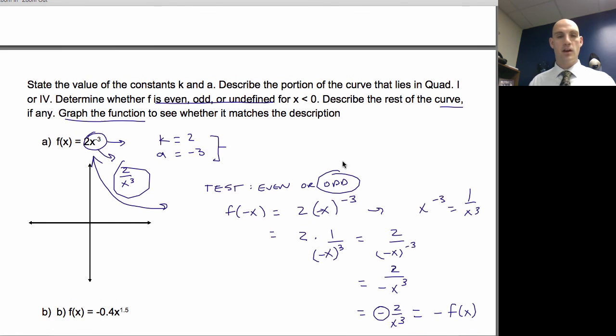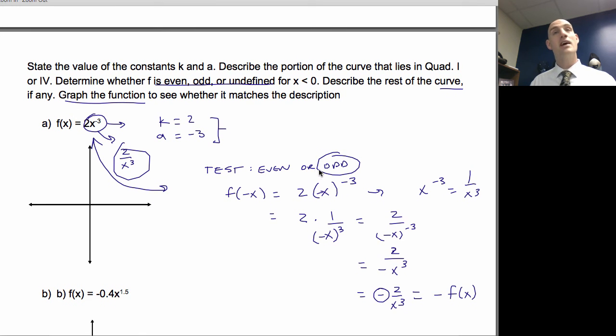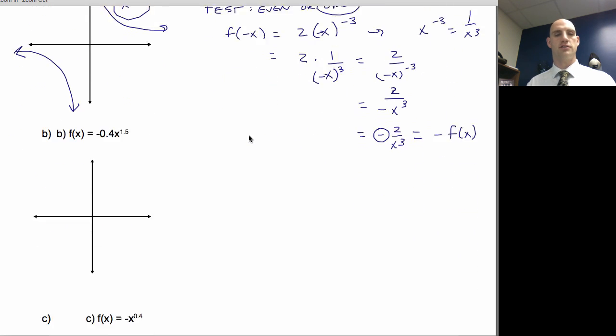Okay? And because it's odd, what does that mean? That means it's origin symmetry. So it's going to be reflected over x and y. So it's going to go this way. And so this is my curve. I didn't necessarily need to graph it because I know that a is less than 0, so it's going to come down this way. It's origin symmetry because it's odd, so it's going to be reflected into the third quadrant. Okay, so that's using the properties of power functions.